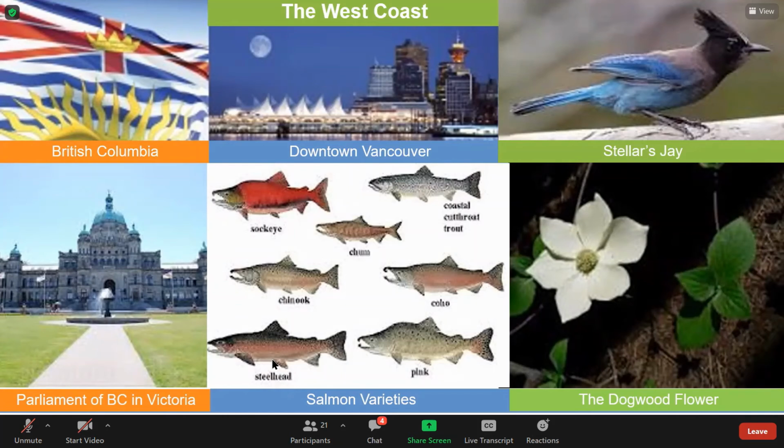Here we are talking about the resources on the West Coast and the beautiful picture of our downtown, the famous Steller's jay. The picture of the Parliament in Victoria, the salmon variety, which we are complaining is very expensive, it should be cheaper, and a famous flower in BC, the dogwood flower. And we have the Parliament of BC in Victoria.